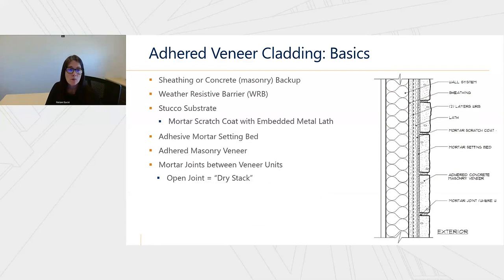So starting off with adhered veneer basics, this is a very generic wall system, typically something we've seen maybe 10, 15 years ago. But this will give us an idea of the different components that we see in adhered veneer systems. Starting with our backup, this may be a wood stud or steel stud backup. It could even be a concrete masonry backup. Then outboard of that, we have our water resistive barrier. Historically, a lot of times we saw 2 layers of building paper was very common.